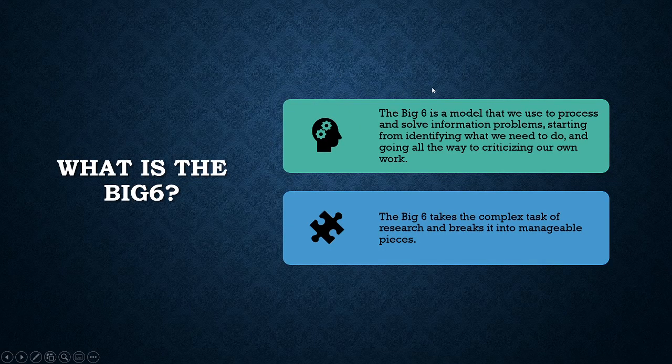So, to get you a little bit ready for this conversation, the Big 6 is a model that's used to process and solve information problems. And so, you're going to start, of course, with figuring out exactly what it is that you're actually doing. And then, ideally, by the end of this, you're able to look back at your own work and evaluate whether or not you were successful in your research process. So, to keep it simple, research can often be really overwhelming and scary to get into. But the Big 6 is meant to break all of that scary research stuff down into manageable pieces.